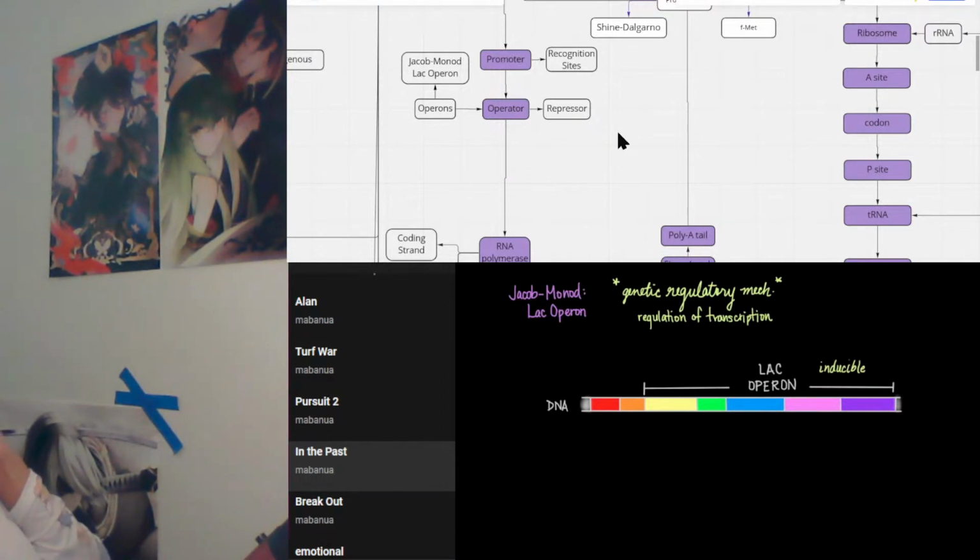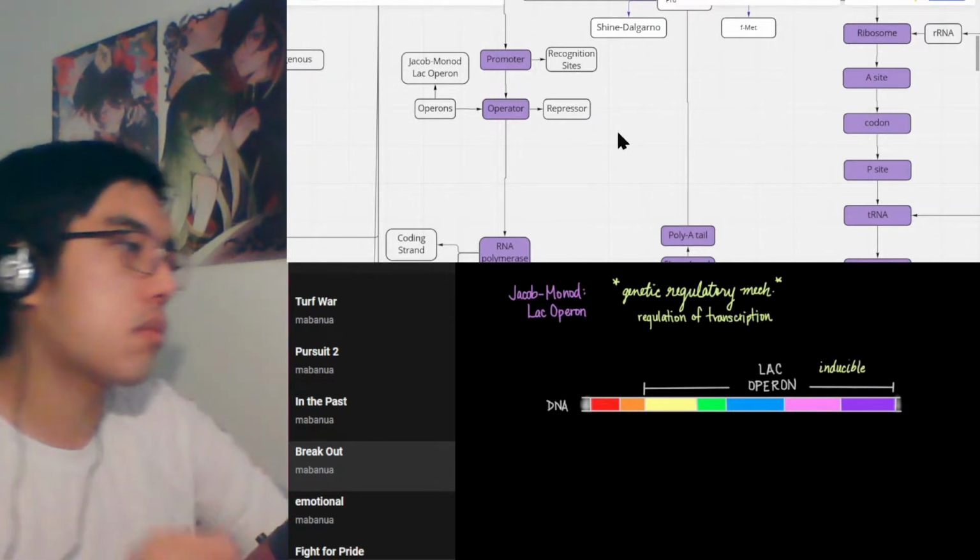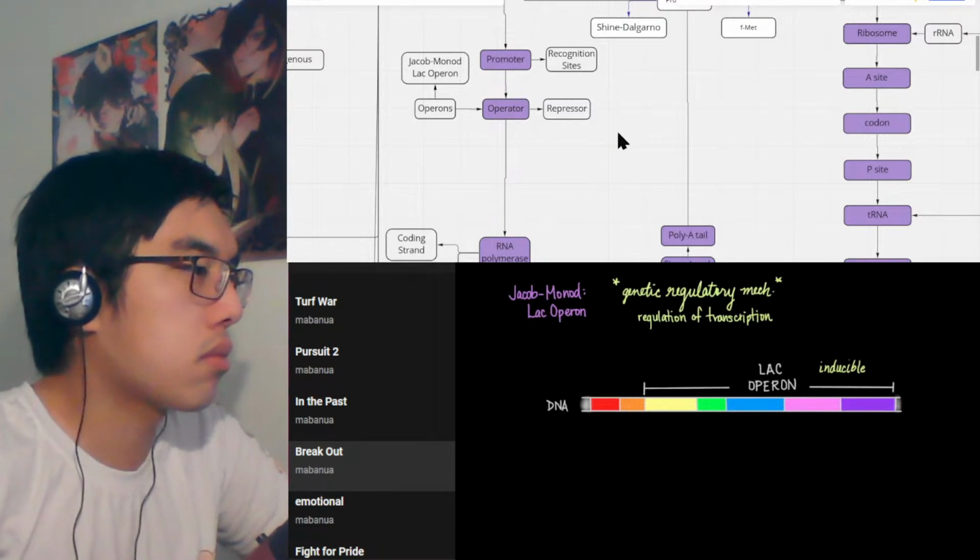And you can see where the name lac operon comes from because it is named for the inducer molecule for the operon. And what do I mean by inducer molecule? Well, it is the presence of lactose that actually induces the transcription of the genes in this lac operon, which I'll explain in just a little bit.